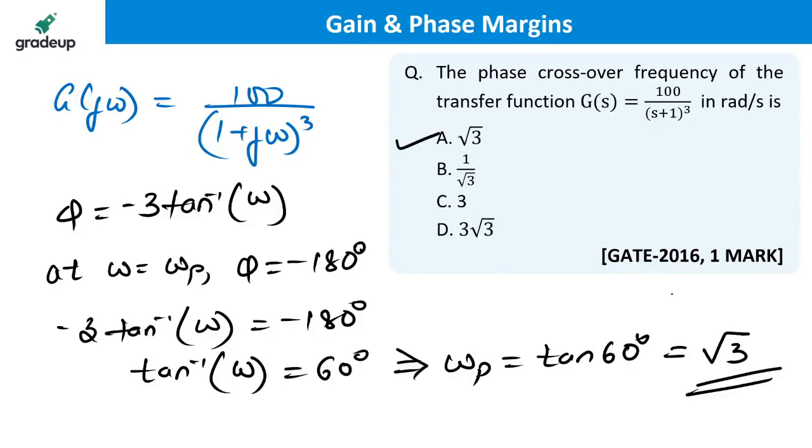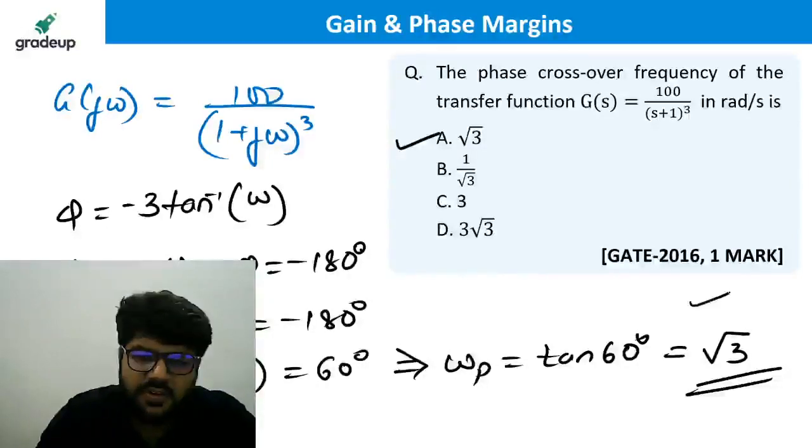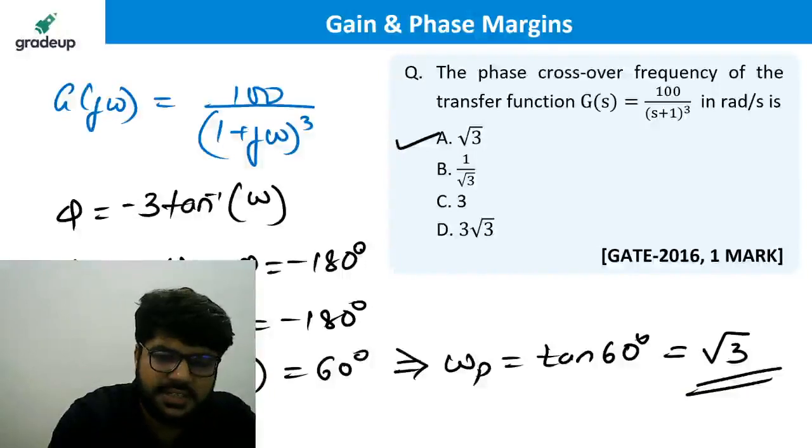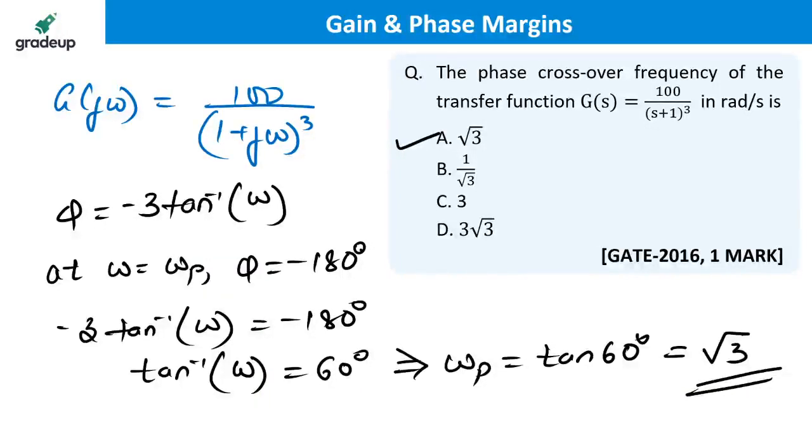And then this is a valid omega p. It is a finite non-zero frequency, so you can apply the formula. If gain margin is asked, you can calculate the gain margin as well. Okay, first take the screenshot of this one. Then we go to the next question.